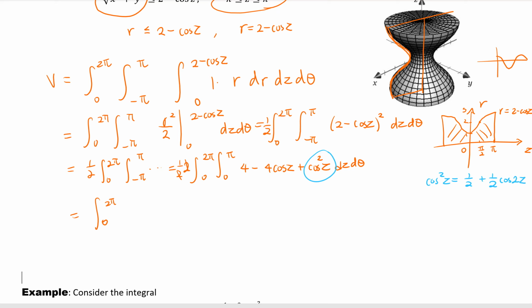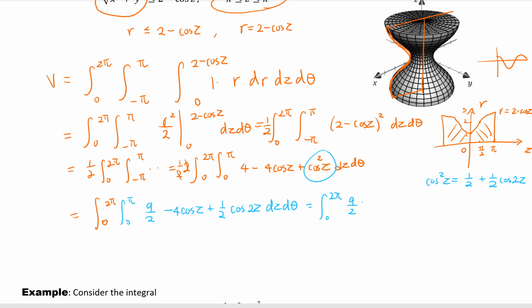So this 1/2 and the 4, we can combine them. We get 4 plus 1/2 is 9/2. And we have minus 4 cosine z, and then plus 1/2 cosine 2z, dz d theta. Okay, let's integrate.